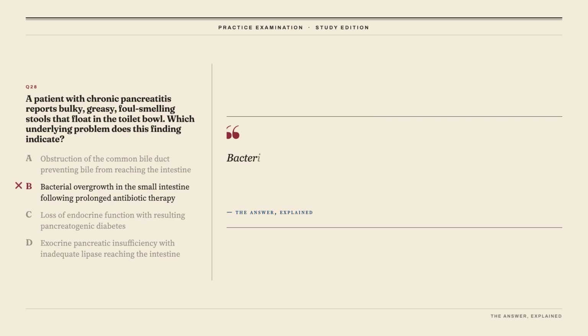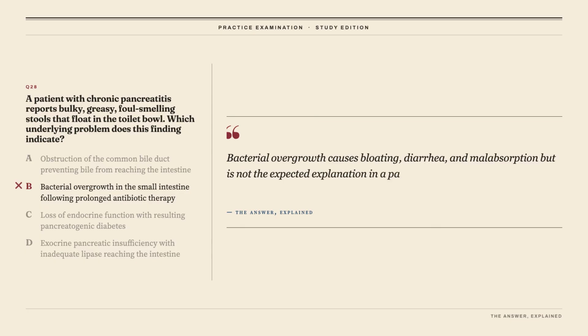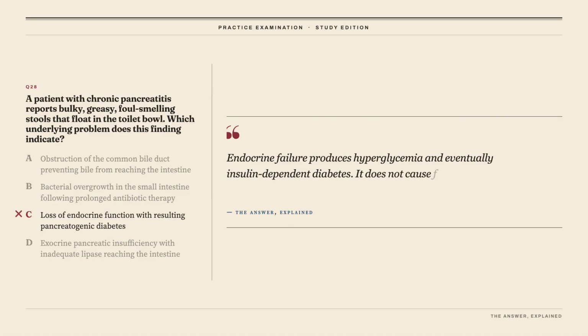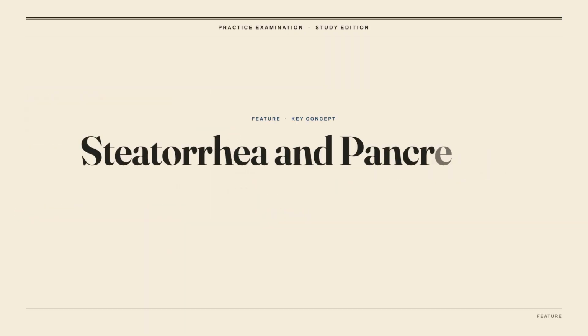B is wrong because bacterial overgrowth causes bloating, diarrhea, and malabsorption, but is not the expected explanation in a patient with known chronic pancreatitis. The pancreatic cause is far more likely and is directly testable. C is wrong because endocrine failure produces hyperglycemia and eventually insulin-dependent diabetes. It does not cause fat in the stool, which is purely an exocrine problem.